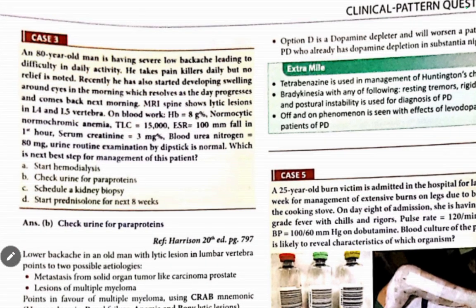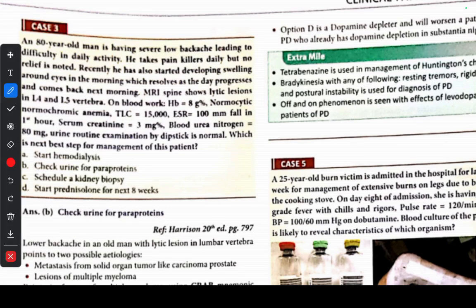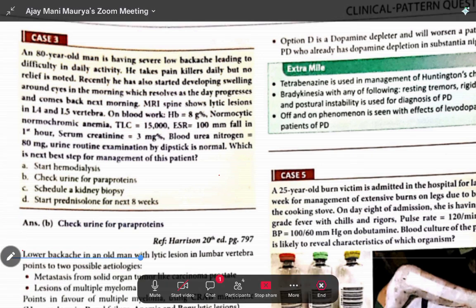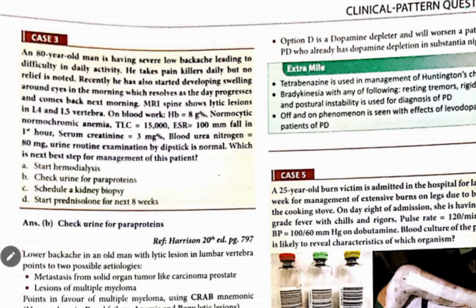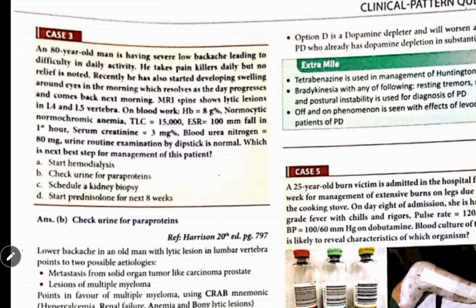An 80-year-old man is having severe low back pain leading to difficulty in daily activity. He takes painkillers daily but no relief. Recently he has also started developing swelling around the eyes in the morning. So what is he having? First tell me, low backache.